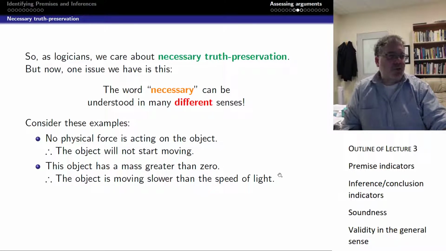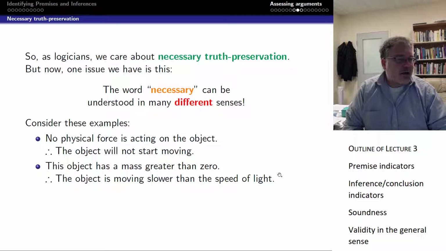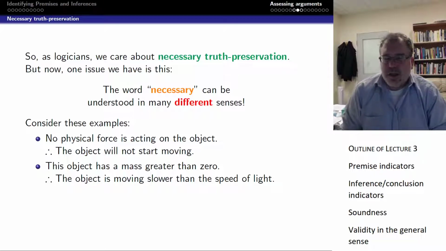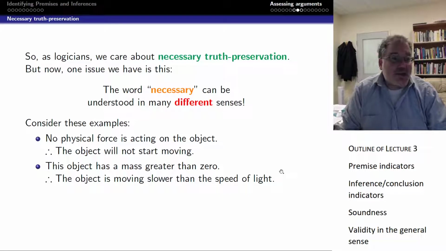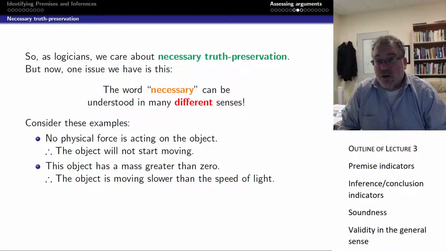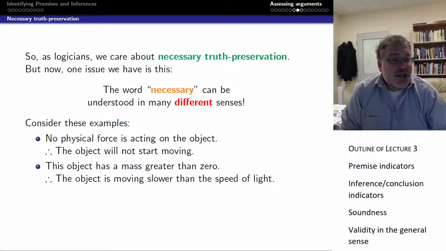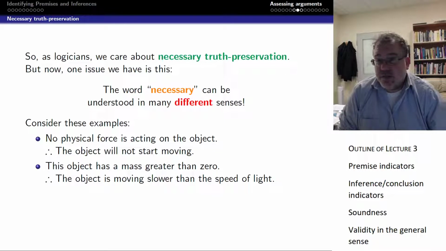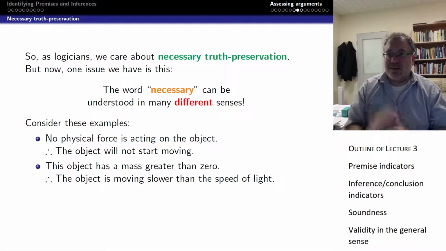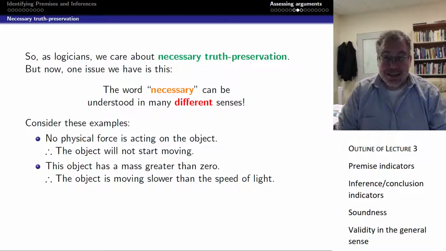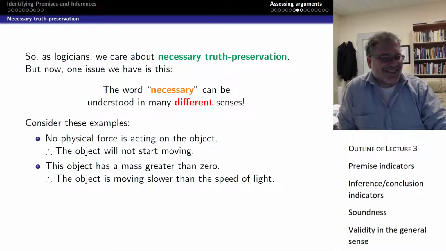Here's another one, this one not from Newtonian mechanics, but from special relativity, saying this object has a mass greater than 0, therefore the object is moving slower than the speed of light, which is again a case where if the premise is true, the conclusion is true as well, by virtue of the laws that govern the universe that we live in. At least, at least if physics is not too wrong.